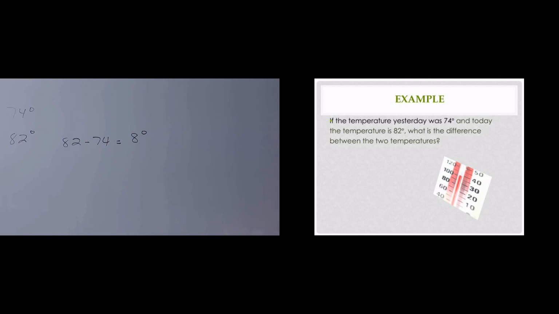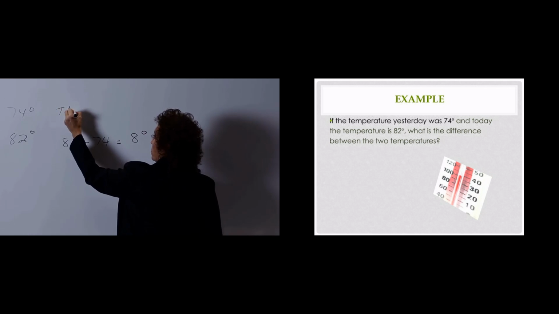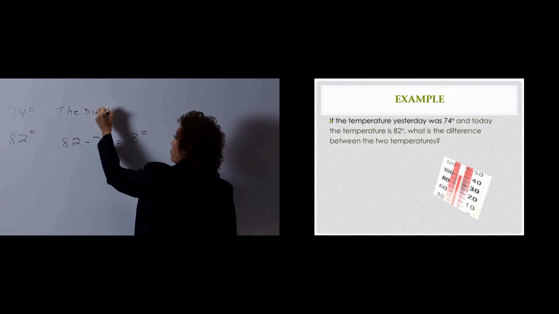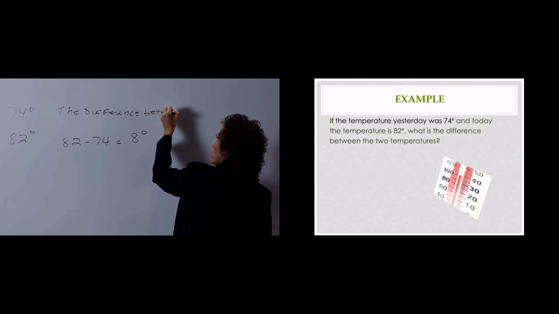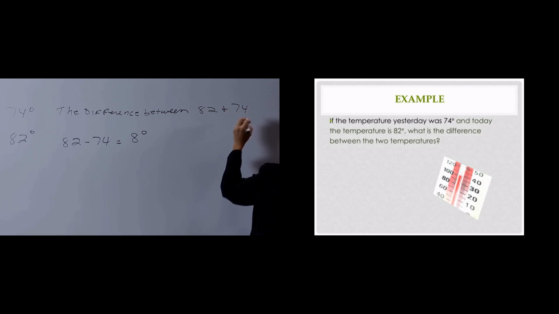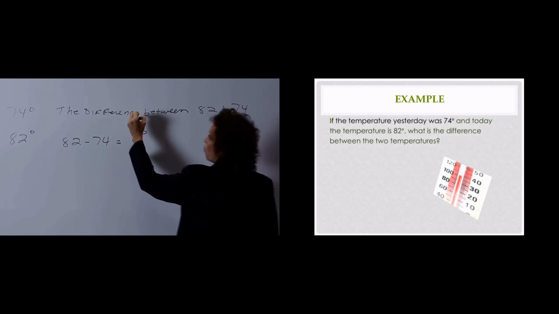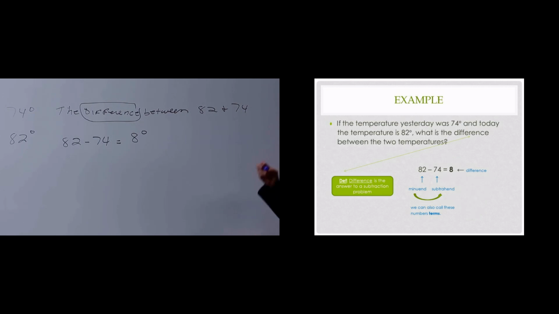And that would be correct. So let's talk about this word difference. Because we just found the difference between 82 and 74. That's what we just answered. The word difference means subtraction. The word difference is the answer to a subtraction problem.